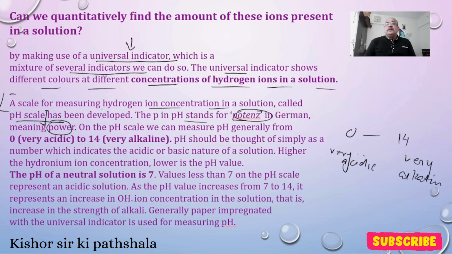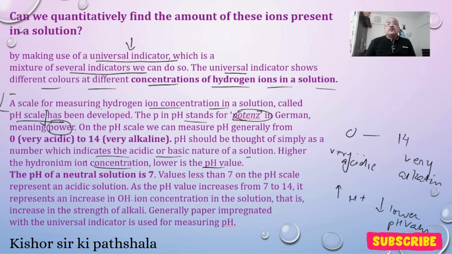pH should be thought of simply as a number which indicates the acidic or basic nature of the solution. The higher the hydronium concentration, the lower the pH will be. Higher is my H plus concentration, then lower is the pH value. We need to remember that.